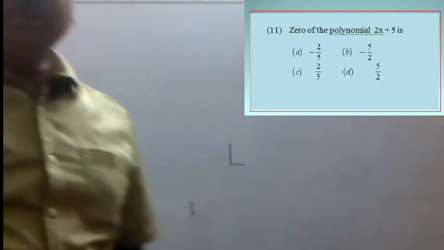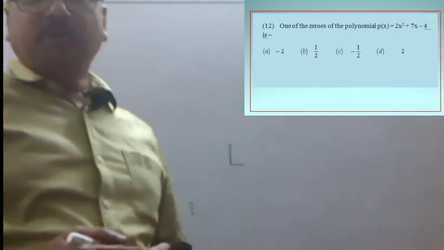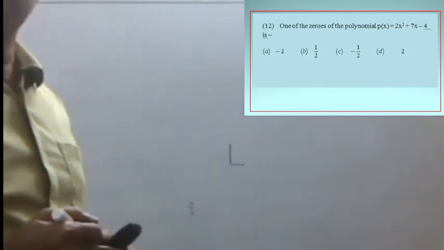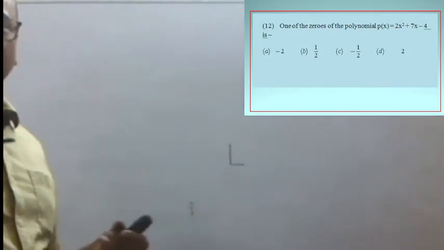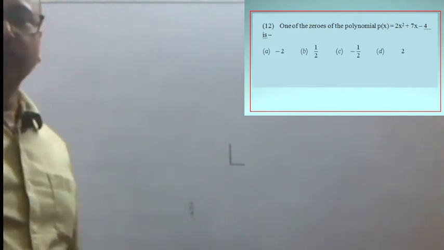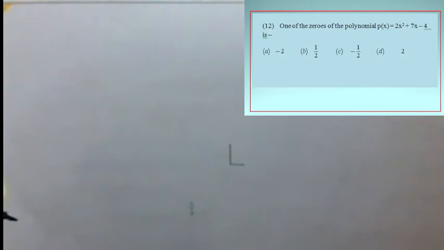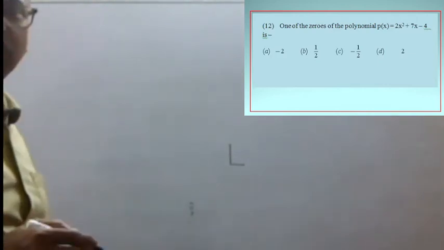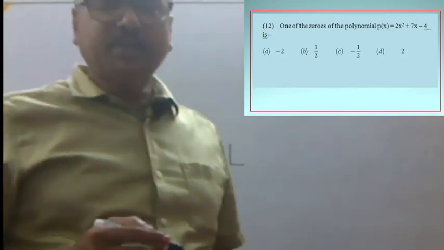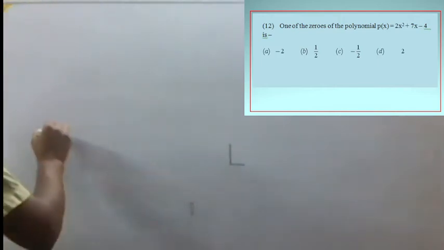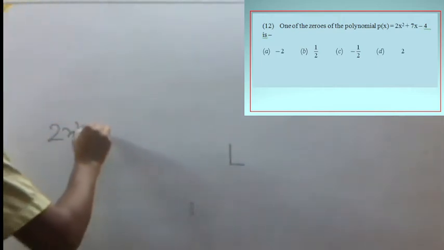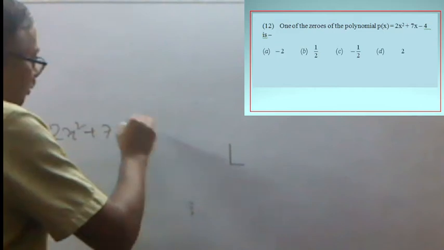Now let us move to the next question. That is one of the zeros. A quadratic polynomial is given, and from that we have to find one of the zeros. 4 alternate options are given. If we solve, we will get 2 zeros, but we have to find one of the zeros. 2x square plus 7x minus 4 is given.